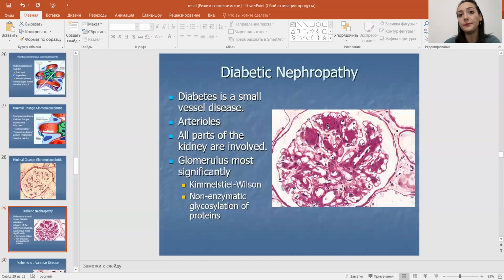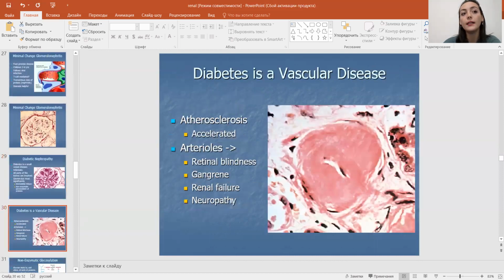Diabetic nephropathy. Diabetes is a small vessel disease, arterioles. Frequently all parts of the kidney are involved, so the glomerulus most significantly. Chemistry: non-enzymatic glycosylation of proteins. Diabetes is a vascular disease. Atherosclerosis, accelerated arteriolosclerosis and retinal blindness, gangrene, renal failure, and neuropathy.